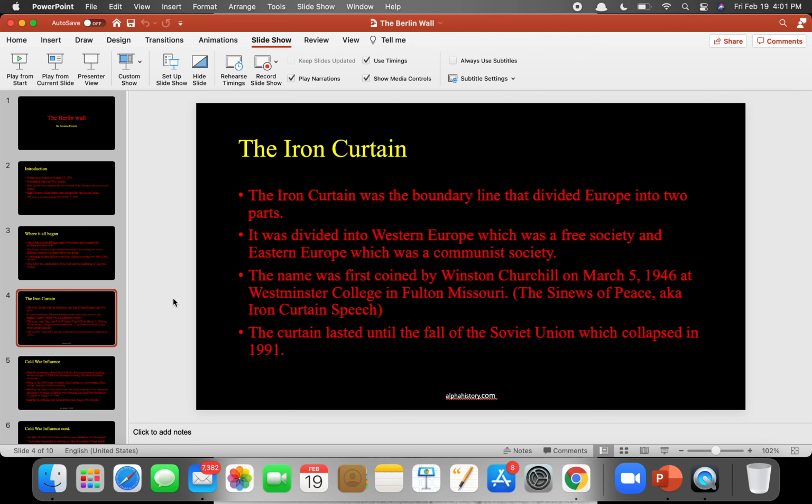The Iron Curtain. The Iron Curtain was the boundary line that divided Europe into two different parts. It was divided into Western Europe, which was a free society, and Eastern Europe, which was a communist society. The name was first coined by Winston Churchill on March 5, 1946, at Westminster College in Fulton, Missouri. This was the Sinews of Peace speech, also known as the Iron Curtain speech. The curtain lasted until the fall of the Soviet Union, which collapsed in 1991.